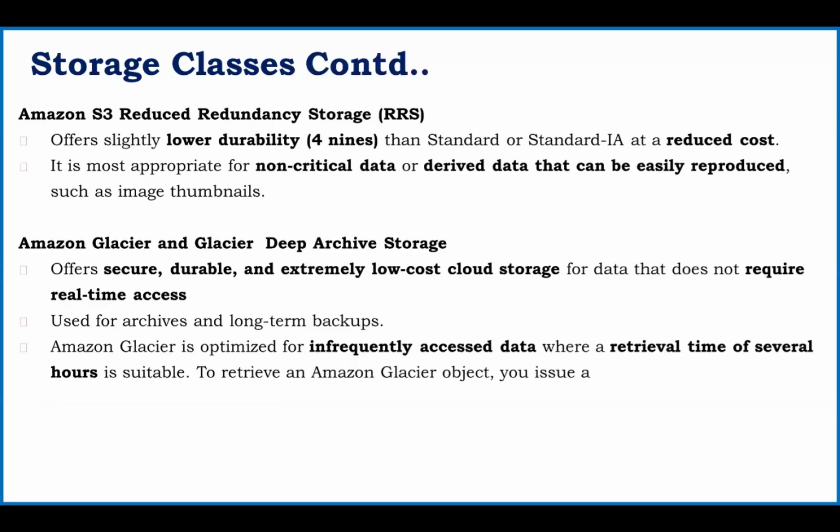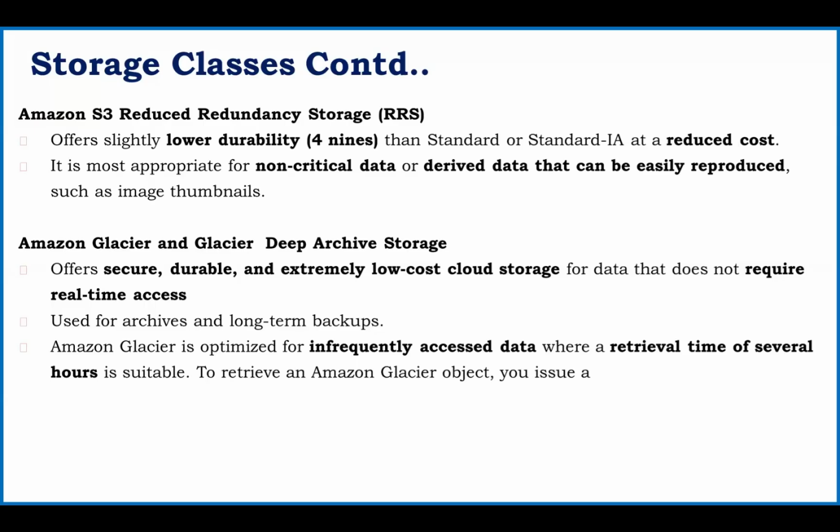When we talk about RRS, Reduced Redundancy Storage, Amazon S3 offers slightly lower durability than the Standard IA. It reduces cost and it is most appropriate for non-critical data or derived data that can be easily reproduced, such as image thumbnails, those kinds of things.